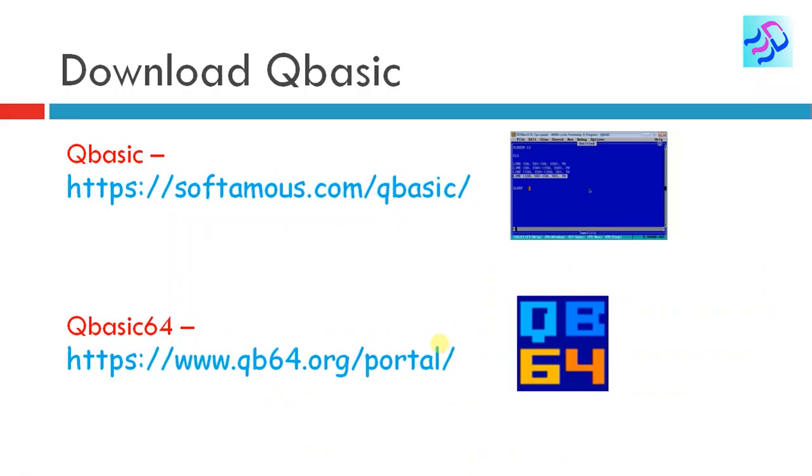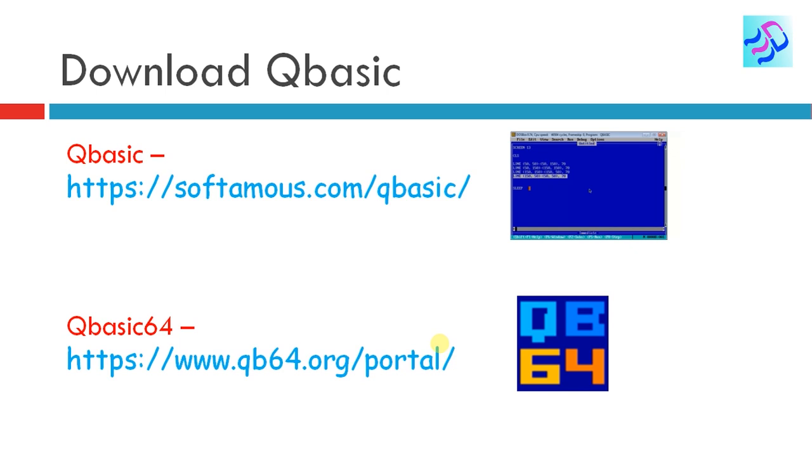Before we run the program, we need to download the program first. The link to this Qbasic software is given in the description below. Make sure to check it out. There are two versions of Qbasic we can run. The first is called Qbasic and the second one is called Qbasic 64, which is a little more advanced version of Qbasic. In Windows 10, we can run it, but it's a little hard to run Qbasic software. It's very hard to find, but I will give you the link in the description. You can download it from there.